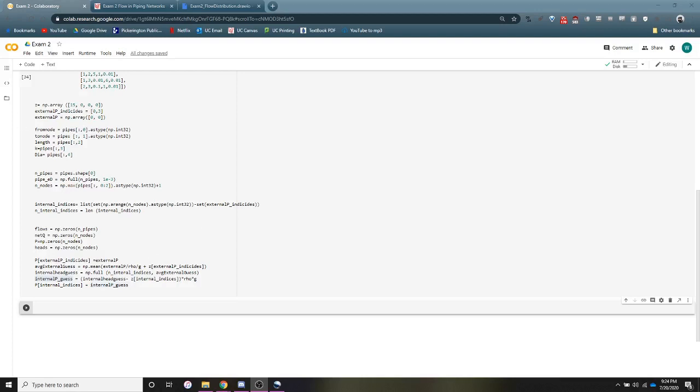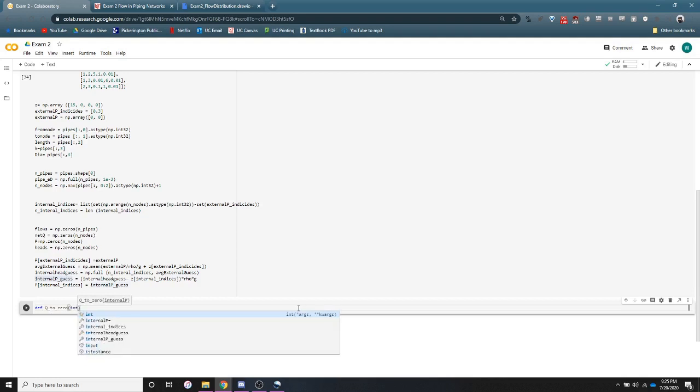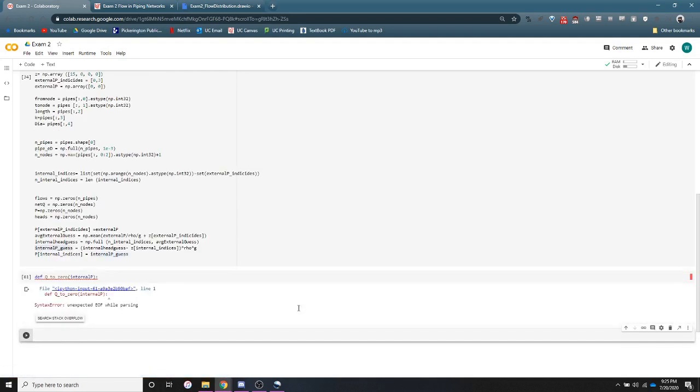So we're back and we're finally ready to start calculating some flow rates. So we need to do that by defining a function, and we're going to call that q20, and it's going to take some internal P as its input.